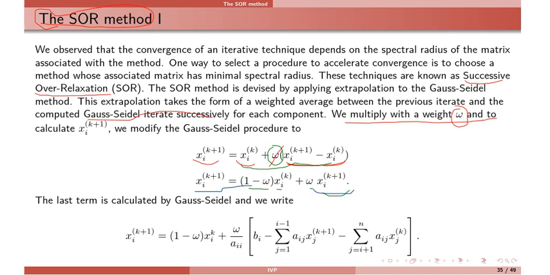So to proceed further, what do we do? We write the left hand side as it is, (1 minus omega) x_i^(k) as it is, and omega times this x_i^(k+1), which is computed by Gauss-Seidel. So just compute the right hand side x_i^(k+1) with Gauss-Seidel. This is the modified version of Gauss-Seidel and is known as SOR, the successive over-relaxation technique.